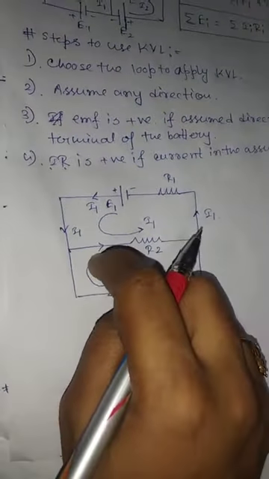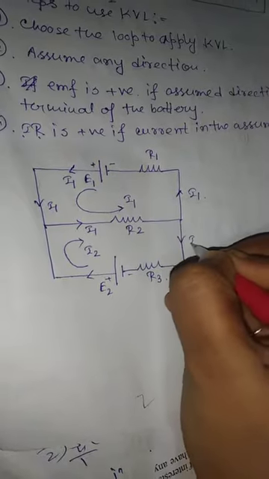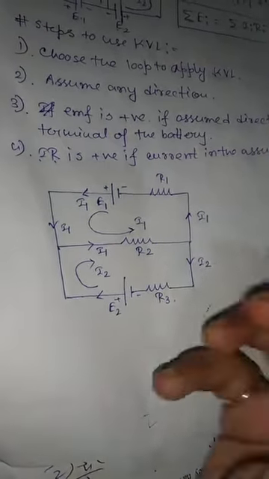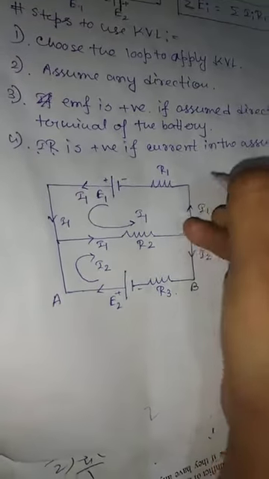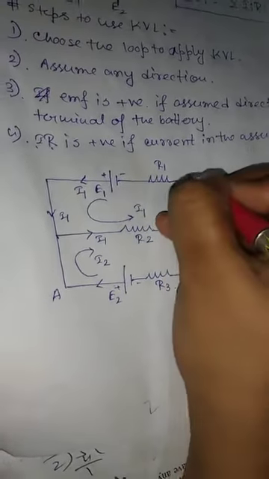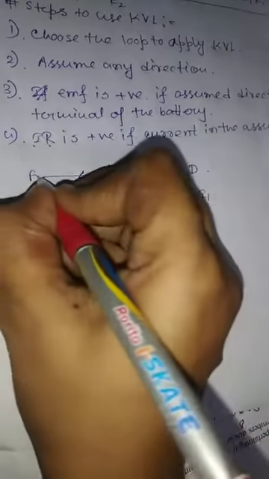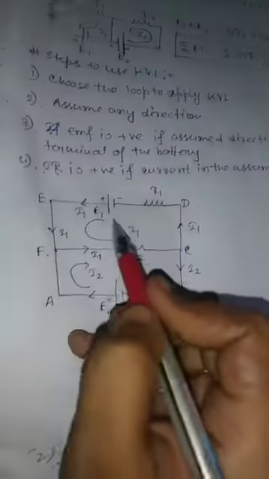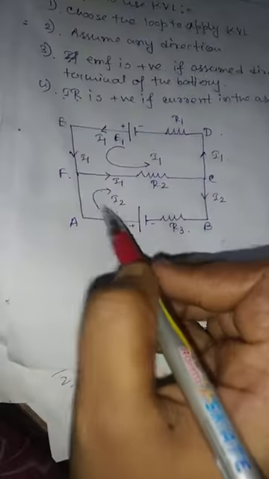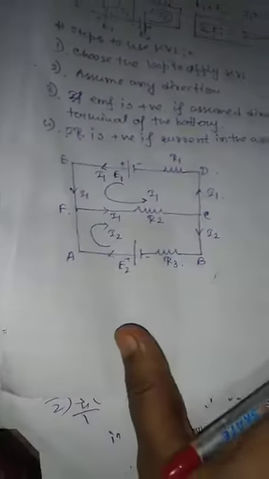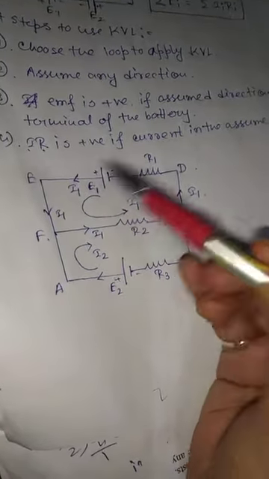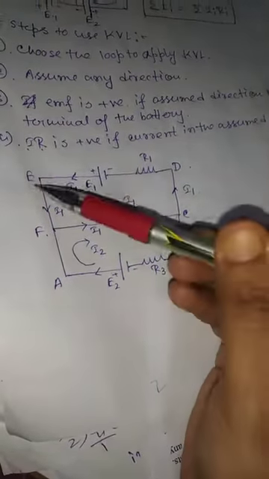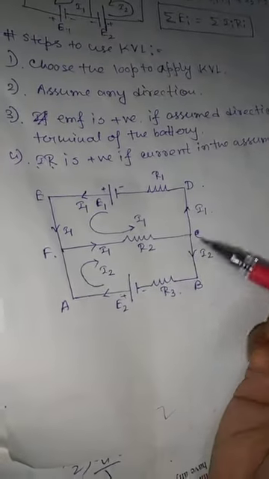I2 will be in this direction. From here I2 will come here. And name it like this: A, B, C, D, E, F. This is my assumption. This is positive to negative. So this is I1 and this is I2. Now consider the loop A, B, C, D, E, F using these assumptions.